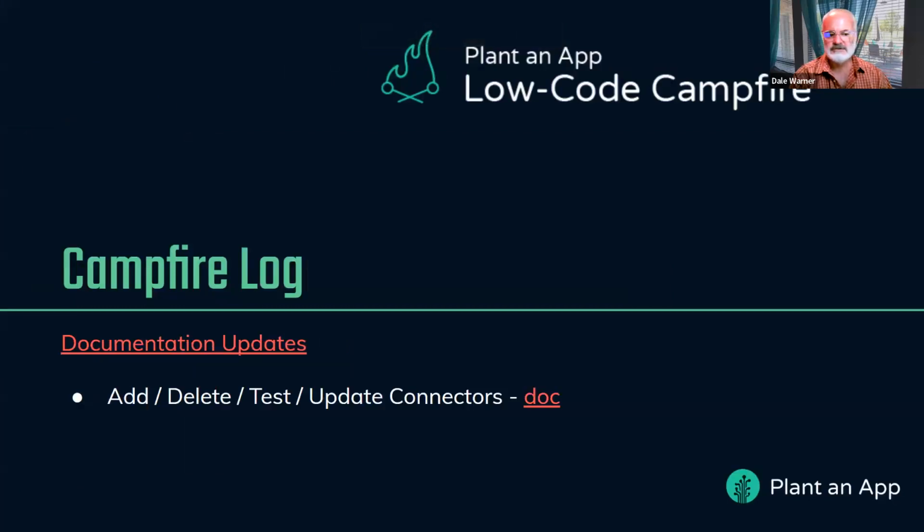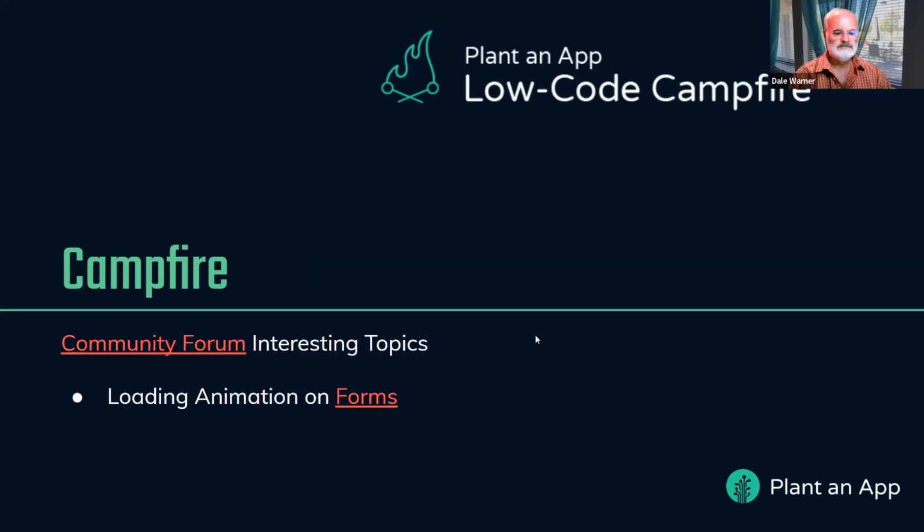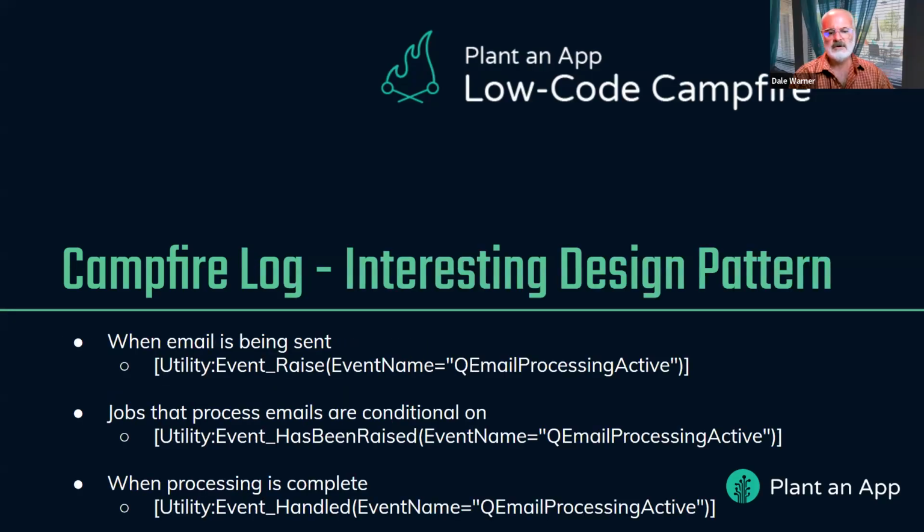We have no new Campfire contributions. New documentation: connectors have long been in the interface, and we now have actions that allow you to add, delete, test and update connectors, and that is now documented. This would be useful if you wanted to dynamically add an SMTP connector and test to make sure it works. If you have many clients, each with their own different SMTP, you could create an SMTP connector for each client, know that it's working when you set it up for them, and then use it, and delete it when the client goes away. That would be a use case for that. The rest of this we'll talk about another day.